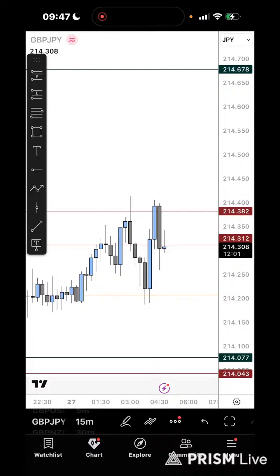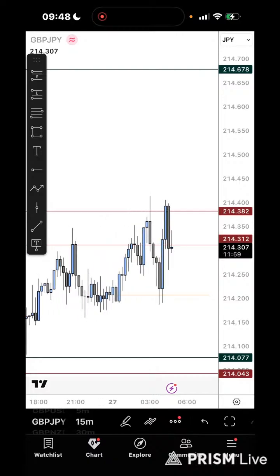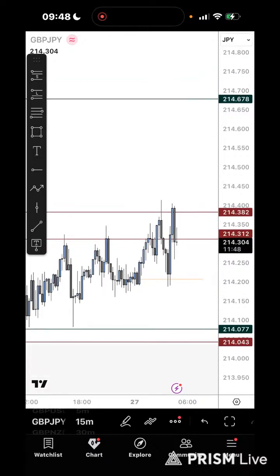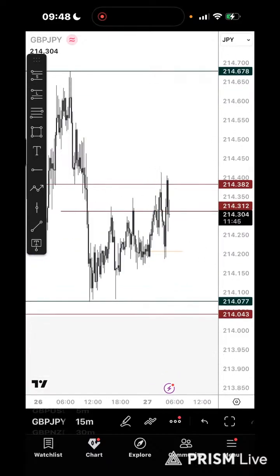So we are looking for manipulation to happen, and it's currently 9:48 New York, London session. So this is the kill zone time frame or time zone where we expect some movements to happen. The only thing we're kind of looking for is that 1 hour 214.77 level to happen.